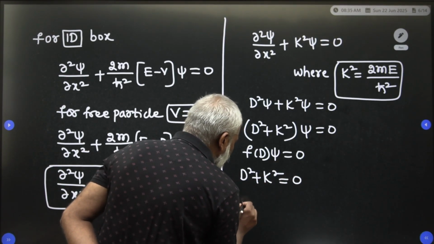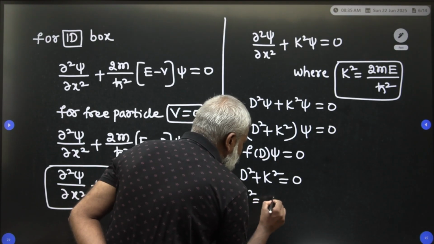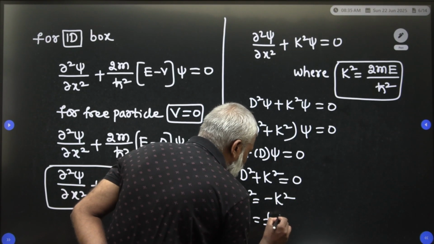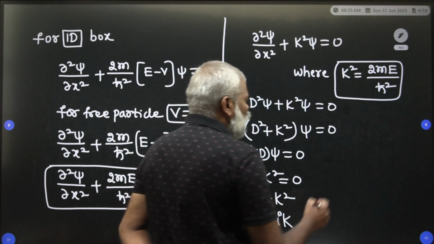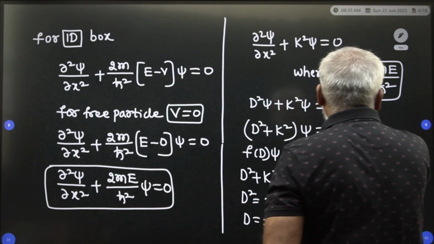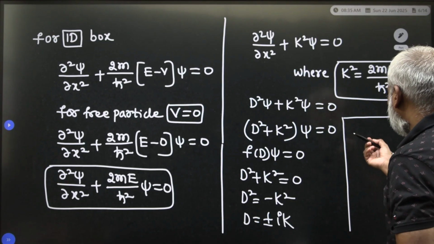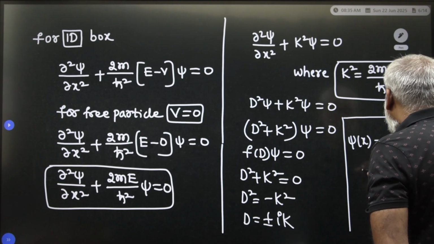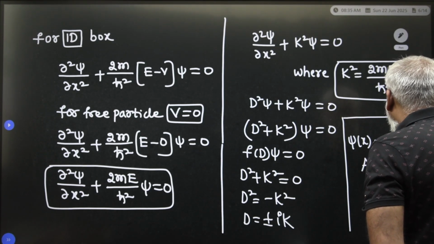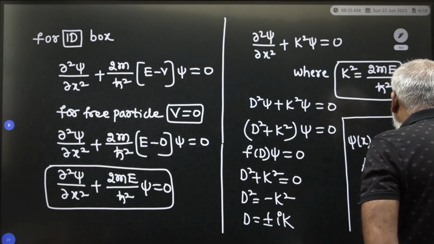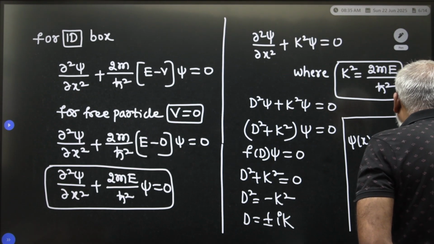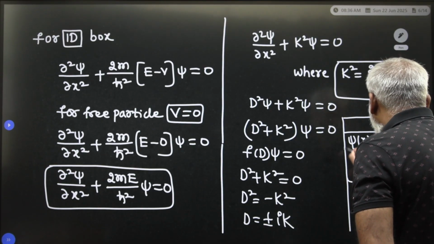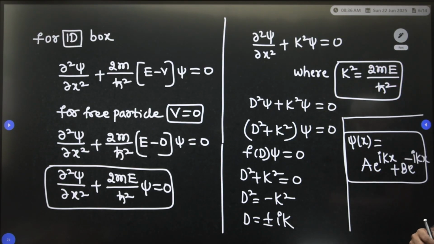You have to find the roots. D² is equal to −k², so D is equal to ±ik. So if the roots are imaginary, you have to write the solution ψ(x) = A e^(ikx) + B e^(−ikx). We are writing the solution. This is the solution corresponding to that problem.